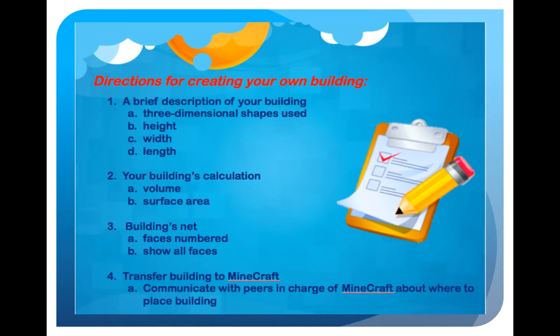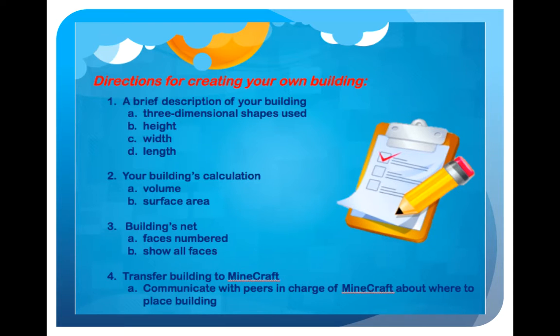As they are working on their building, students would have very specific directions as a checklist. The first would be a brief description of their building: which figures they chose to use, and the height, the width, and the length of their building. The second would be their building's calculation. They would be required to find the volume and the surface area of their own building.